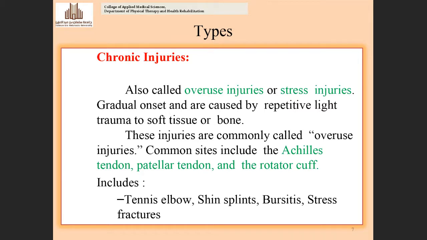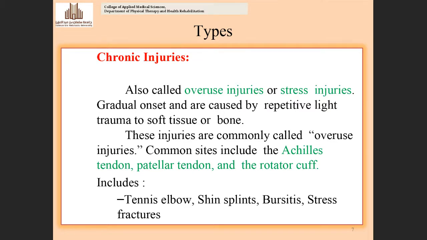There is a possibility of involvement, for example, in throwing games like rugby, cricket, handball or baseball. In such games, there is a need for throwing activities. So in such cases, there are chances of injury to the rotator cuff.